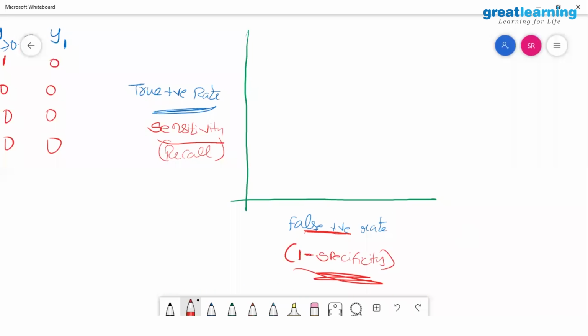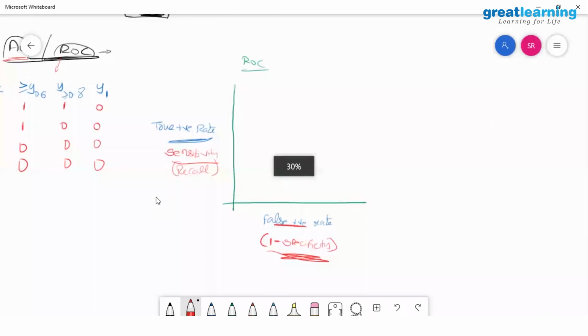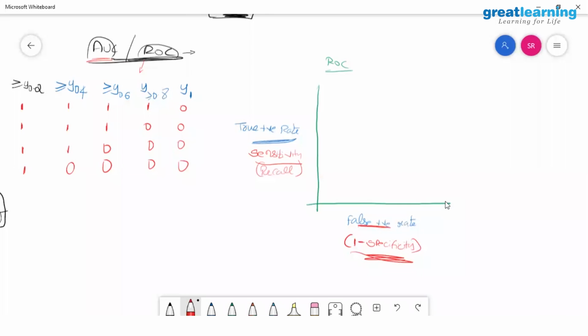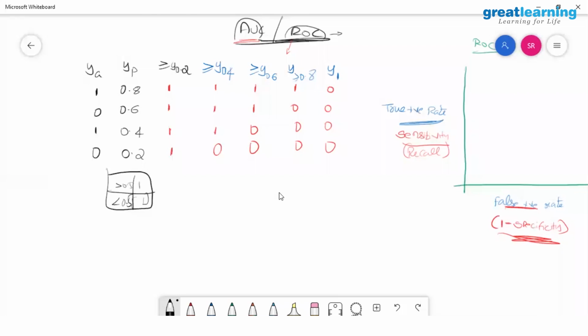Alright guys. So how are we going to plot these values in this plot? Any idea? For each and every threshold value, we have to calculate the TPR and FPR. So at threshold 0, I should also mention the threshold 0. For threshold 0, everything becomes 1, 1, 1, 1.